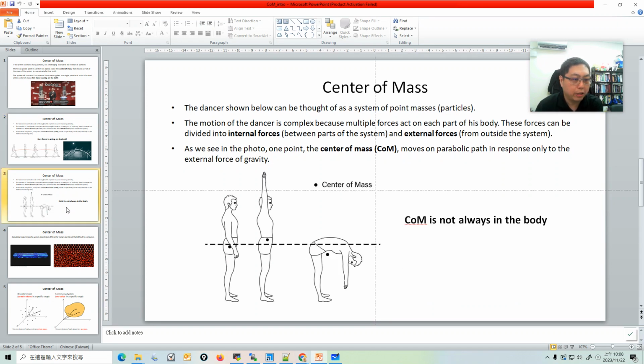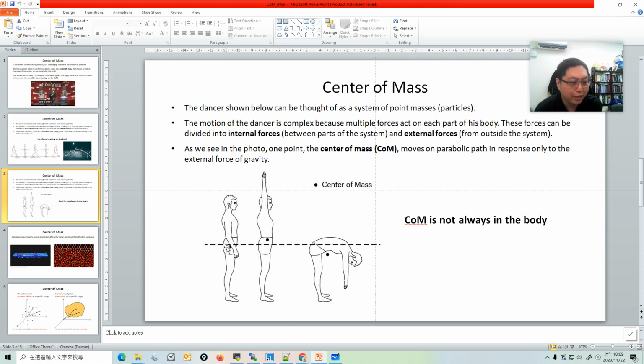And the next one is an important concept. You might think the center of mass is in the body, but often that's not true. Sometimes, and that happens a lot, the center of mass is not guaranteed to be in your body. For this example, this man is doing a different posture, a different gesture.